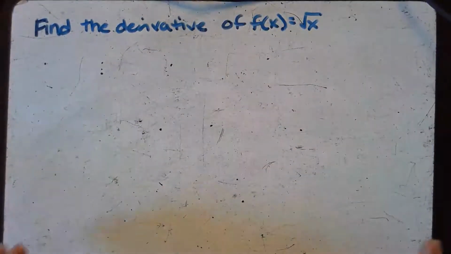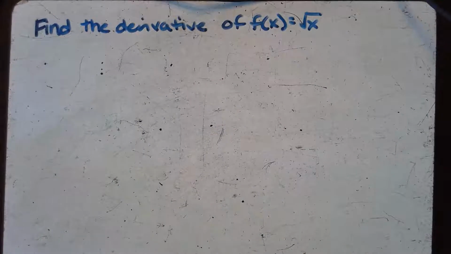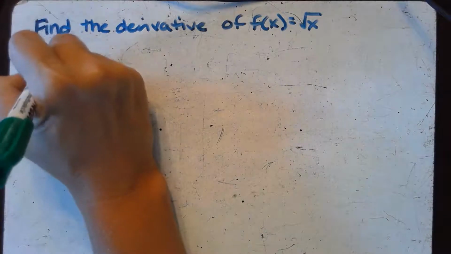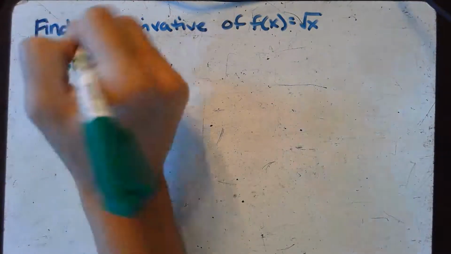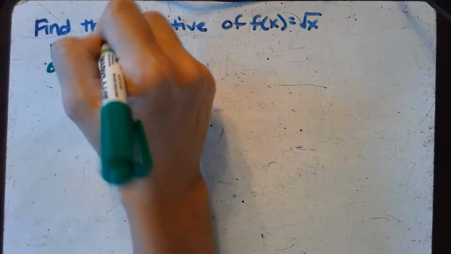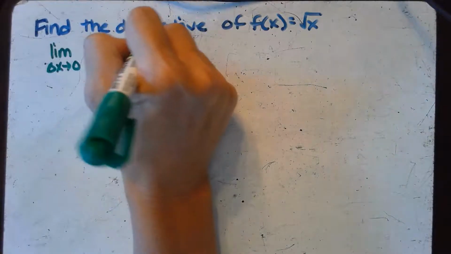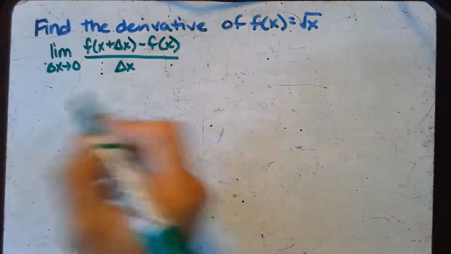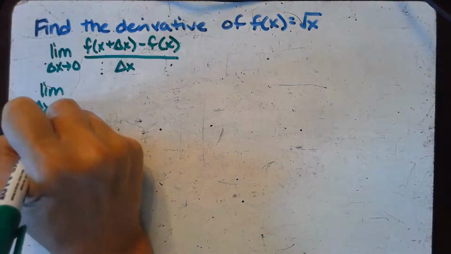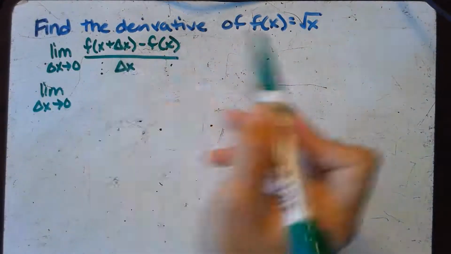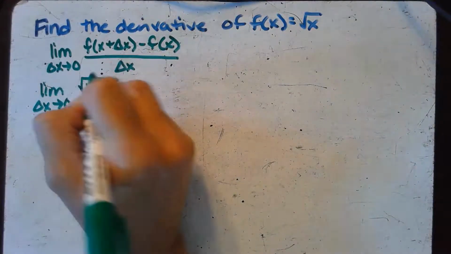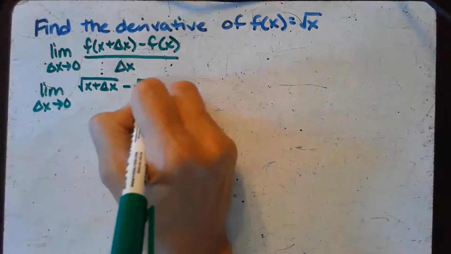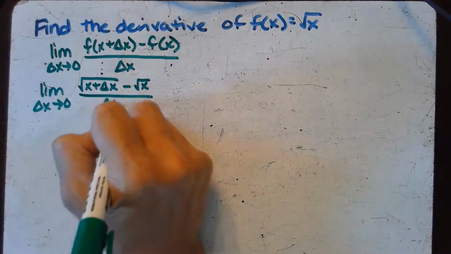So let's do this again. We're going to find the derivative. Instead of it saying find the slope, we're doing the same thing. So again, recall the limit as delta x. And if you want to use h instead, feel free to. Okay, so I'm going to plug it in. The limit as delta x goes to 0, we're plugging this in for x. So it's going to be the square root of x plus delta x minus f of x, which is the square root of x, all over delta x.